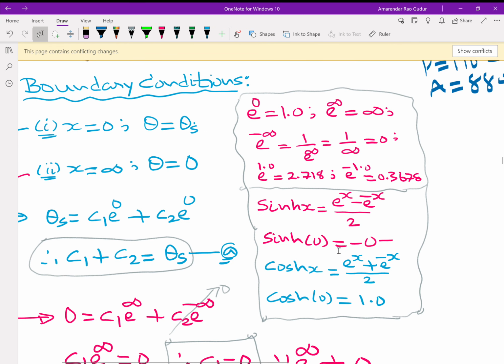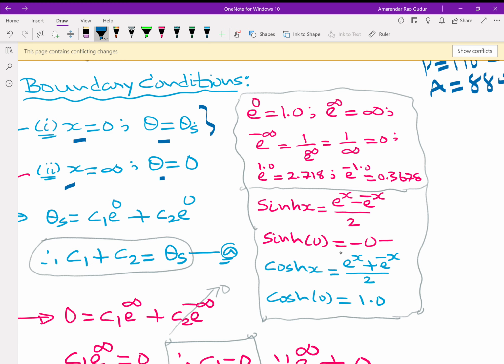Here the boundary conditions will be at x is equal to 0, theta is theta s. It is a universal boundary condition for all the cases. And at x is equal to infinity, theta is equal to 0, because there is nothing to separate between the surface and the fluid when you are far away from the surface.